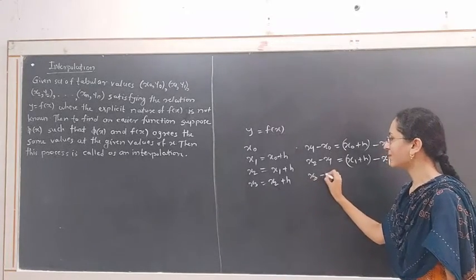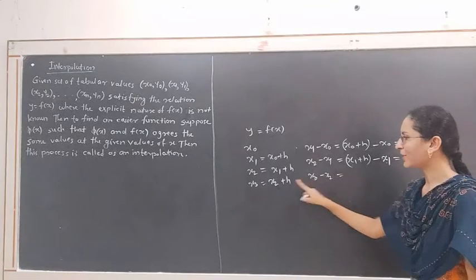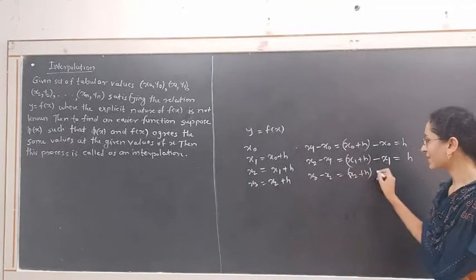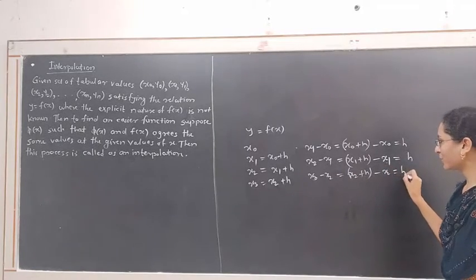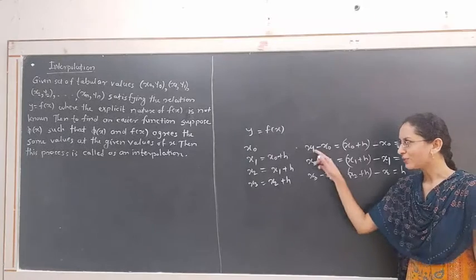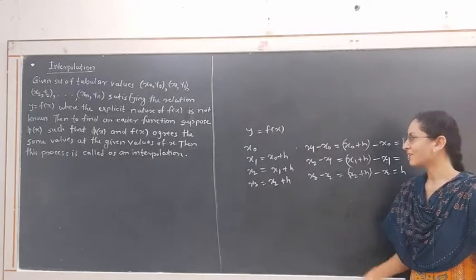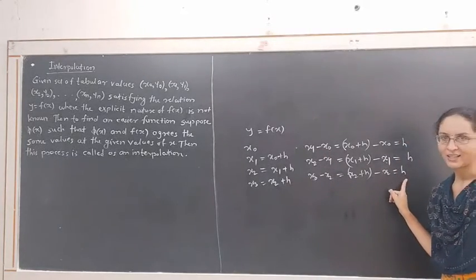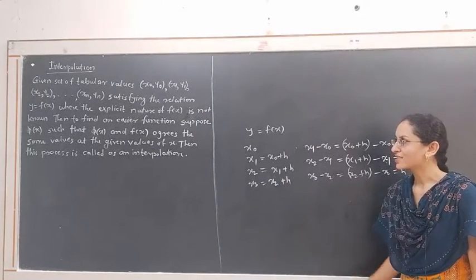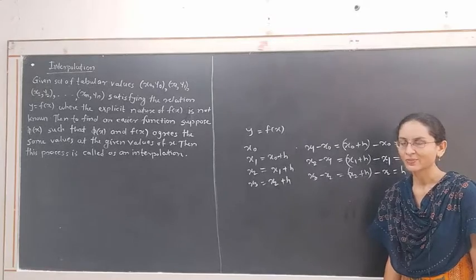Again x3 minus x2 is equal to, the value of x3 is x2 plus h, minus x2, which is equal to h. This means the difference between any two consecutive values of x is constant. Suppose that constant is h. Then we say that the values of x are equally spaced.